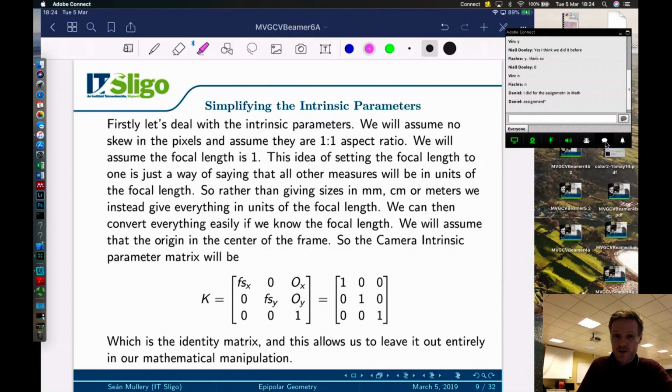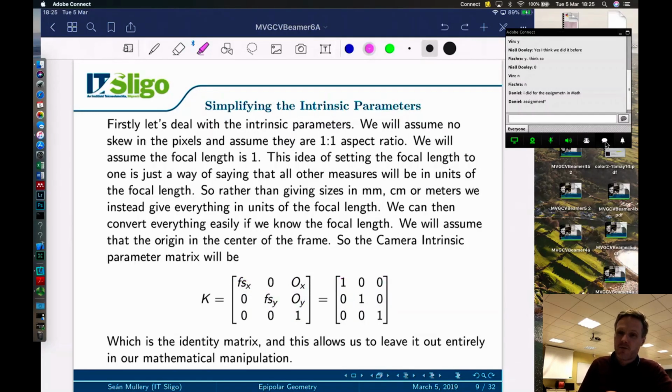So the camera intrinsic parameter matrix will be just like this. K equals fsx, fsy, and our two origins. Basically we'll have a value of 1 for fsx, 1 for fsy, and we're going to assume that our origin is at 0, 0 in the center of the frame. So they're both 0, 0. And so basically what we're going to have is just an identity matrix.